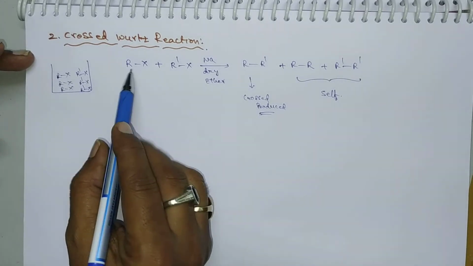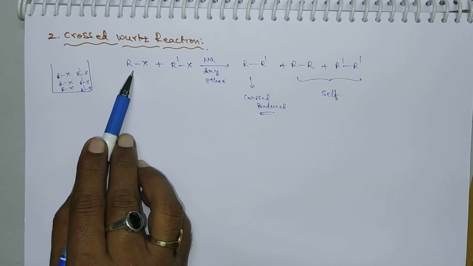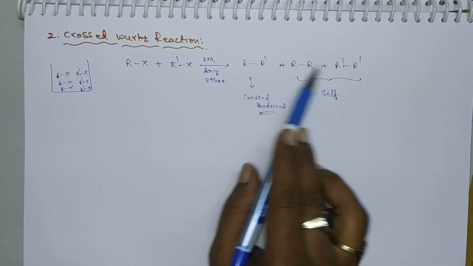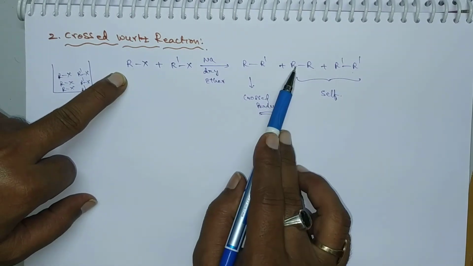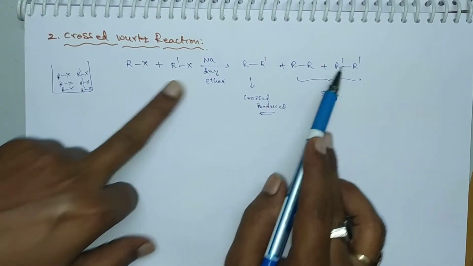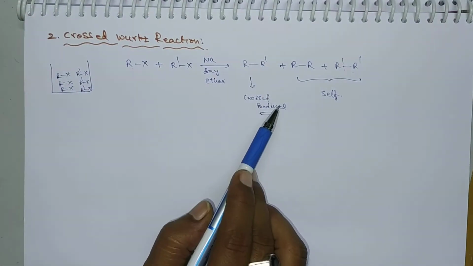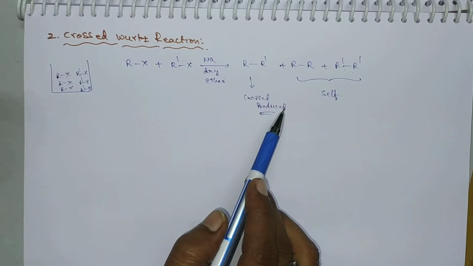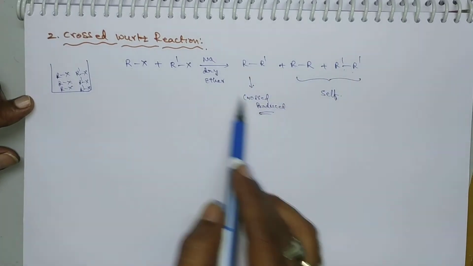If they undergo self reaction, that means the two similar alkyl halides undergo Wurtz reaction, we get self products, these two products. If two similar molecules react, we get this one. If two other similar molecules react, we get this product. If we take a mixture of these two, we get this product. Okay, clear? So in this way, we get a mixture of products. In the crossed Wurtz reaction, always remember, we always get a mixture of products.